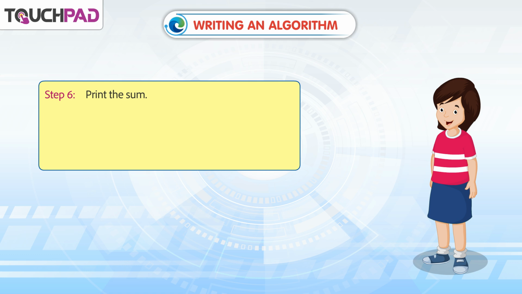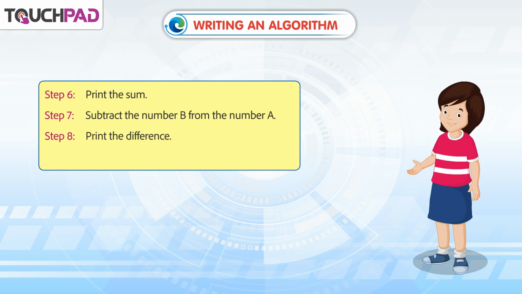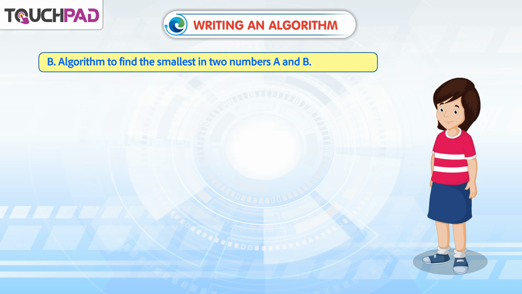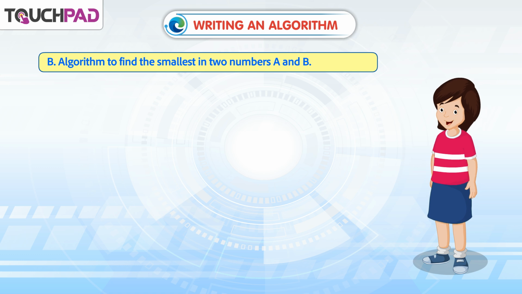Step 6. Print the sum. Step 7. Subtract the number B from the number A. Step 8. Print the difference. Step 9. Stop. B. Algorithm to find the smallest in two numbers A and B.